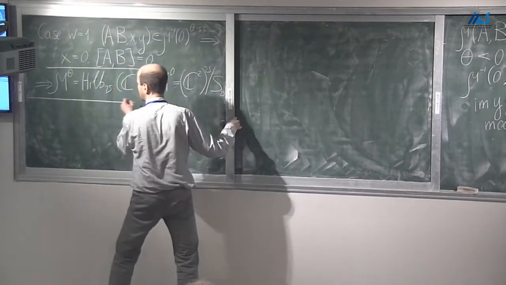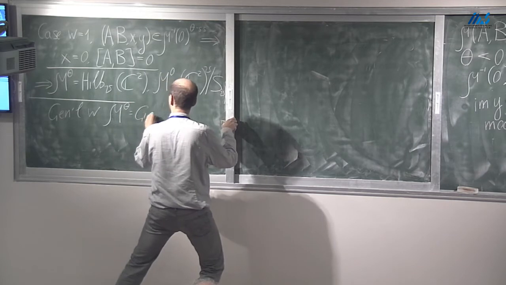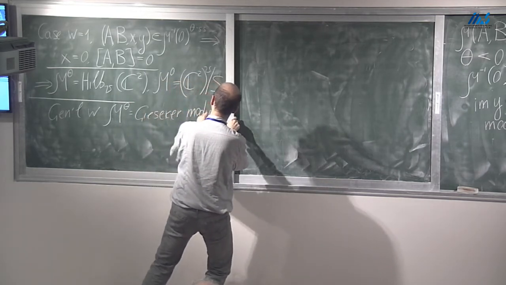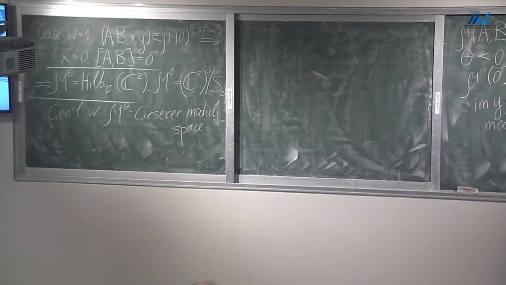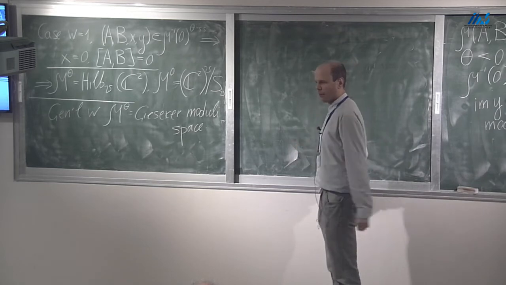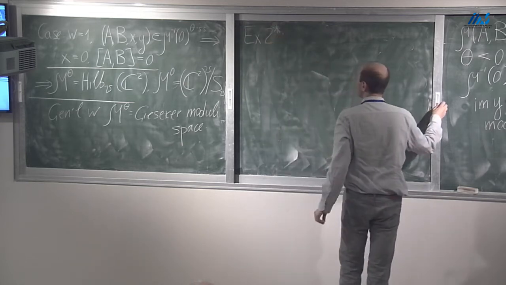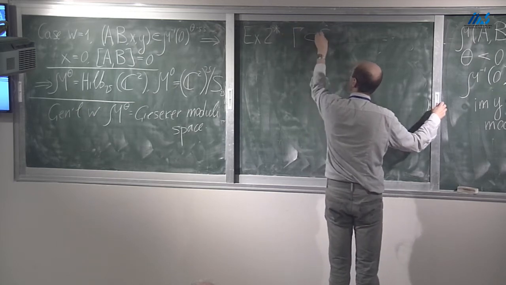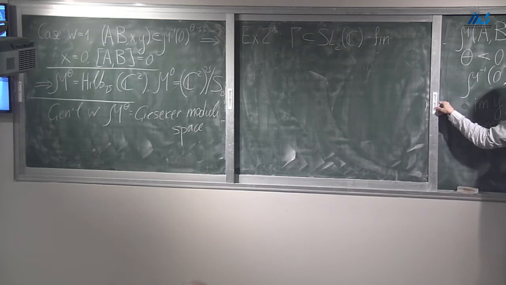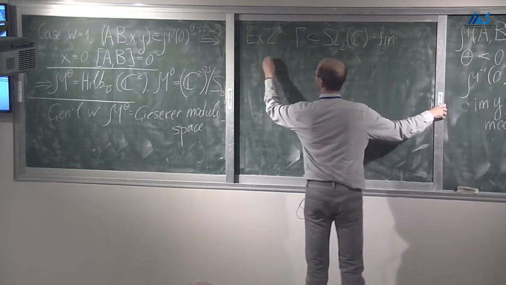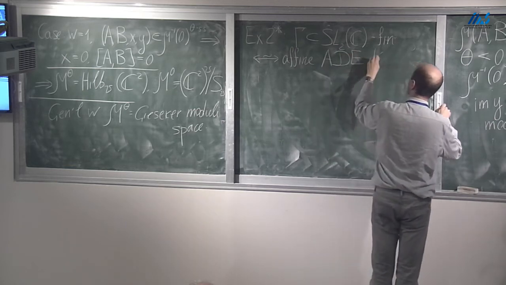Let me also point out that for general V, general W, what I get is the Gieseker moduli space, which is a generalization of the Hilbert scheme. And finally, let me give you the last example, which is an example with a star. It's going to be a bit more advanced. So let me now pick a finite subgroup of SL2, and as we know, such things are parameterized by affine Dynkin diagrams via McKay correspondence.